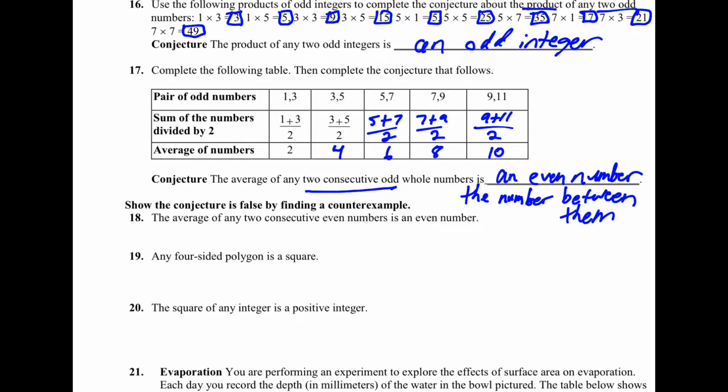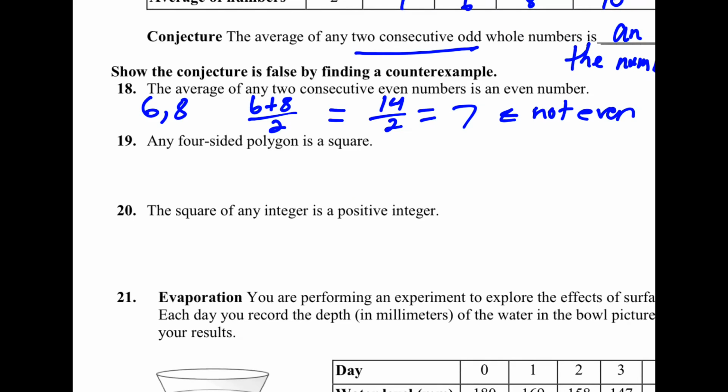So I guess another way to write that conclusion would be that it's also the number between them, as well as being even. So for number 18, the average of any two consecutive even numbers is an even number. So I take two consecutive even numbers, 6 and 8. I add them together and divide by 2, and I get 7, which is not even. So that's my counterexample.